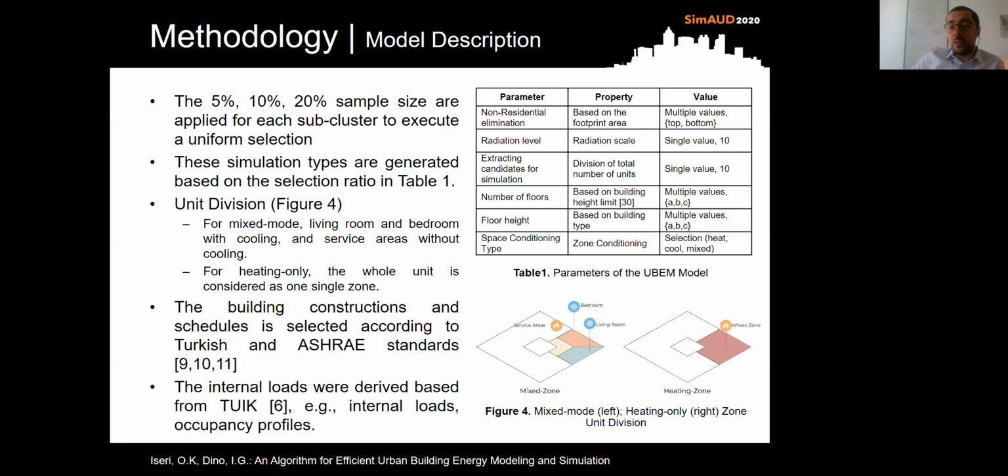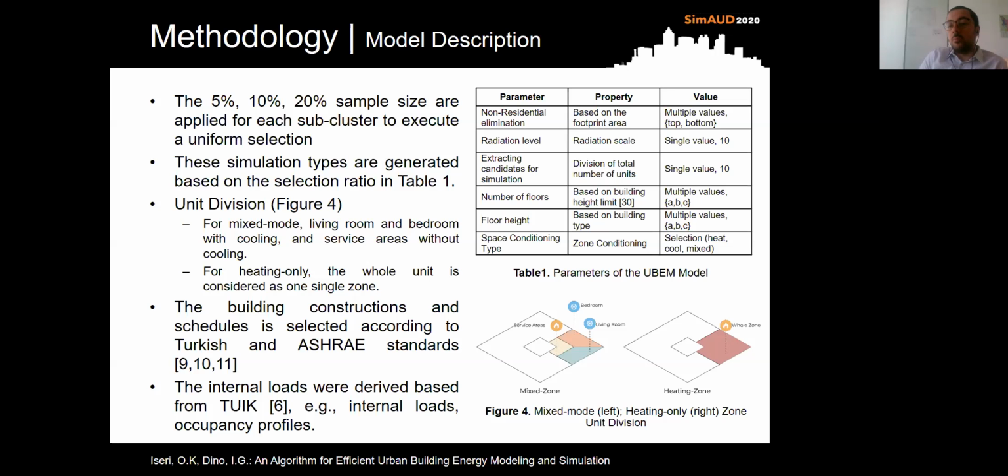In table 1, you can see the parameters of the UBEM model. It's directly related with the reliability of the results and the computing time. Our units are divided into two, mixed zone and heating zone. Why did we divide these units? Because based on the statistical data, we realized that just 20% of the buildings have a cooling system. So we need to divide this. And these two modes are simulated differently in order to increase the efficiency of the simulations.